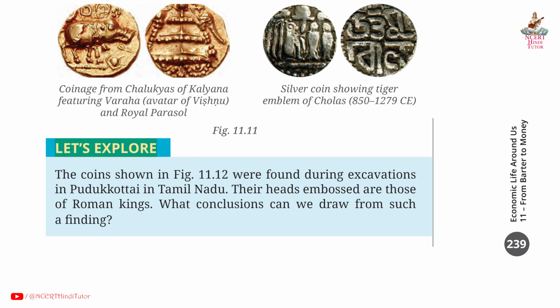Let's explore page 239. The coins shown in figure 11.12 were found during excavations in Pudukkottai in Tamil Nadu. Their heads embossed are those of Roman kings. What conclusions can we draw from such a finding?